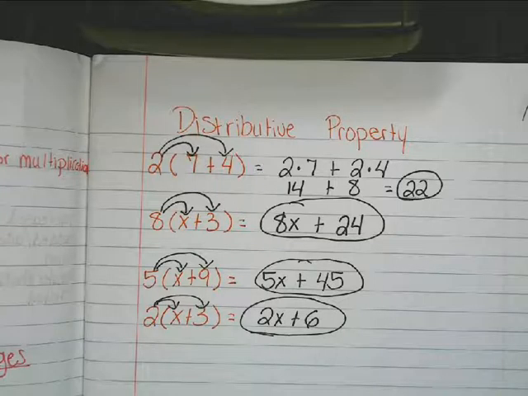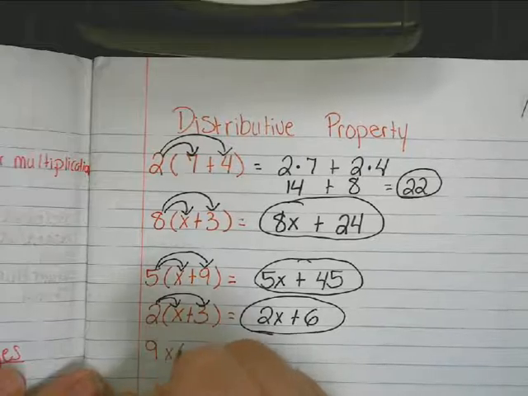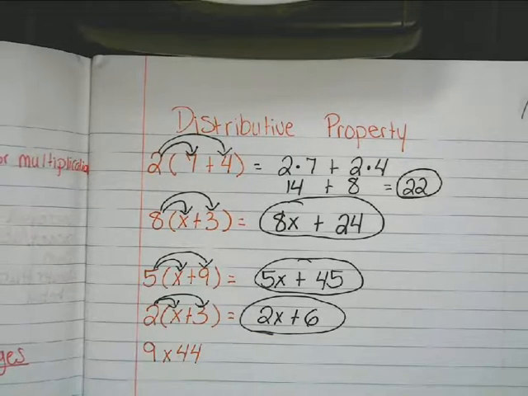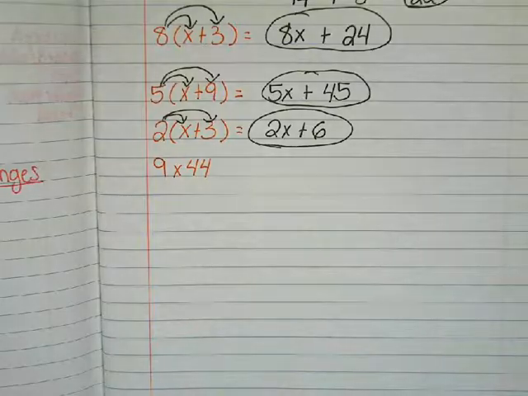Okay, so with the distributive property, it can be used more than just this. There may be times that you need to find the answer to a multiplication problem, and instead of working it all out, you can use the distributive property. So let's say I want to figure out what 9 times 44 is. How many of you want to try doing 9 times 44 in your head? No. I don't want to. I mean, I could, but I don't want to. You probably could do it faster than all.